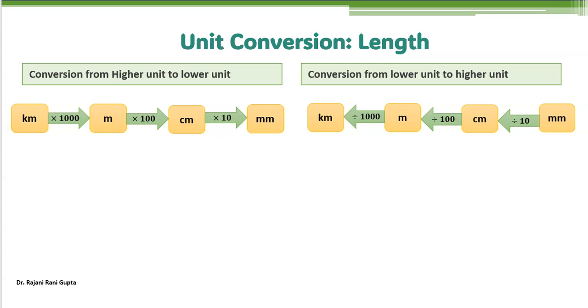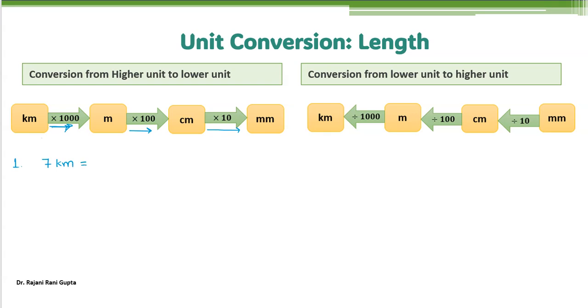As I told you earlier, 1 kilometer is equal to 1000 meters. So if we want to convert from kilometer to meter, we multiply the term by 1000. Now if we want to convert any quantity from meter to centimeter, we multiply it by 100. Similarly, if we want to convert any term from centimeter to millimeter, we multiply it by 10. So we move from left to right, left to right.